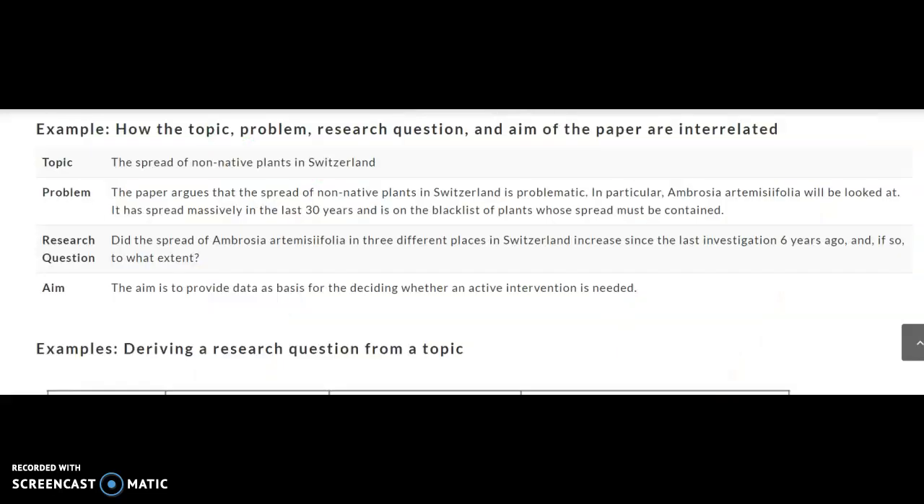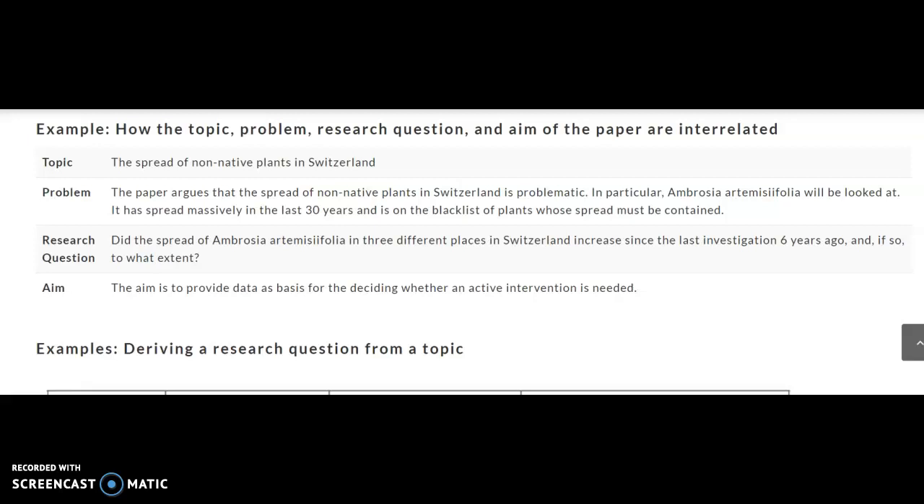So here's an example. And all of this, by the way, comes from a website called bachelorprint.eu. If you want to look at this for yourself, they have excellent examples, so I'm looking at theirs. So, topic, problem, research question, aim of the paper. Your topic, in this example, the spread of non-native plants in Switzerland. Your problem, the paper argues that the spread of non-native plants in Switzerland is problematic. In particular, ambrosia artemisiifolia will be looked at.